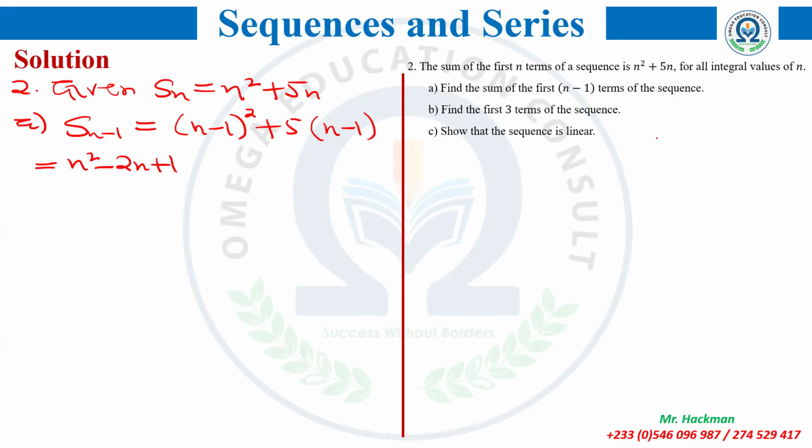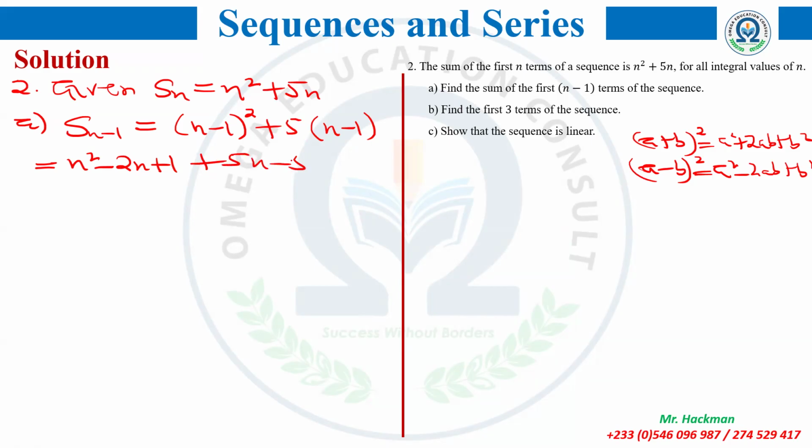If you can remember, I've told you, a plus b all squared, we know this identity, is a squared plus 2ab plus b squared. It's not equal to a squared plus b squared. You should know this. Then a minus b all squared: the identity is a squared minus 2ab plus b squared. That's what I use here to expand. So a is n, b is now 1. So a squared, n squared, minus 2ab, 2 times this, then b squared, 1 squared. Then plus, we expand this, that will give us 5n minus 5. Do you agree?